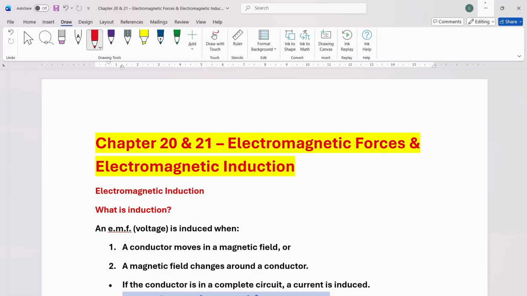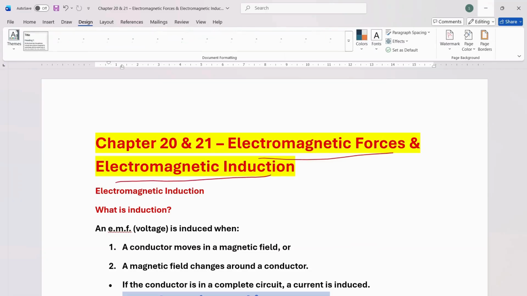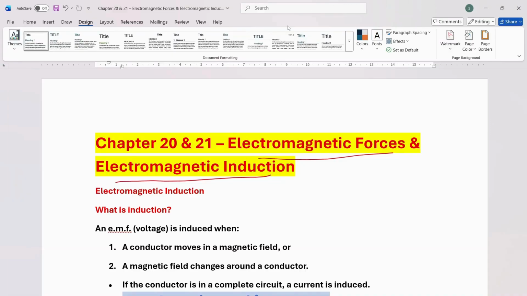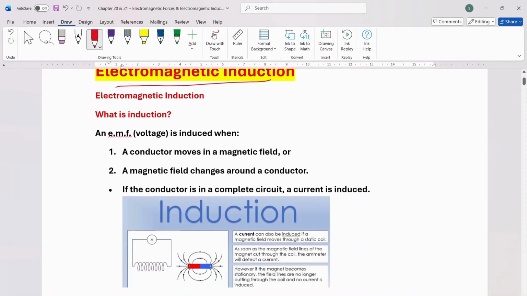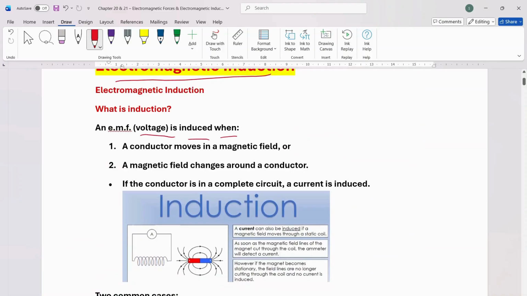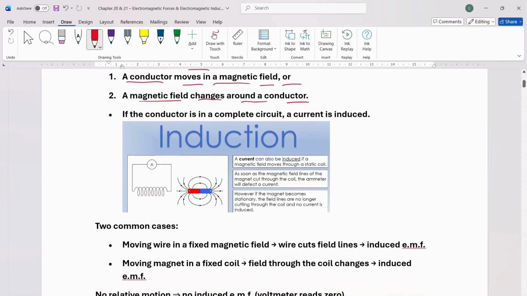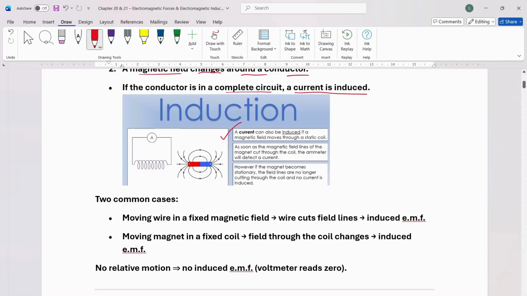Let's start with our next chapter, electromagnetic forces and electromagnetic induction. So what is induction? An EMF voltage is induced when a conductor moves in a magnetic field or a magnetic field changes around a conductor. If a conductor is in a complete circuit, a current is induced. A current can also be induced if a magnetic field moves through a static coil.